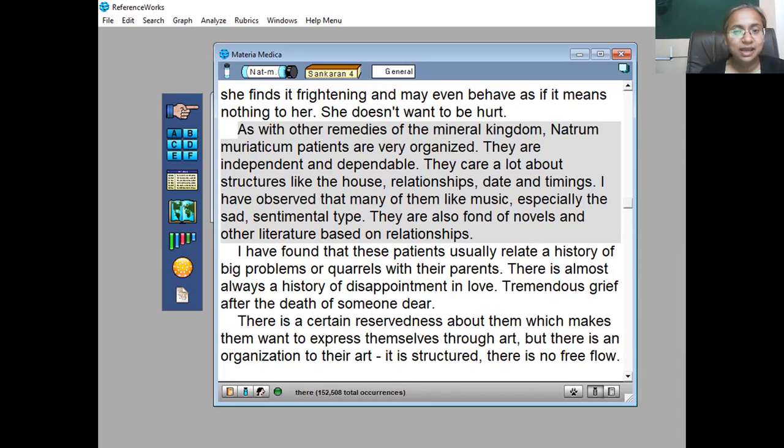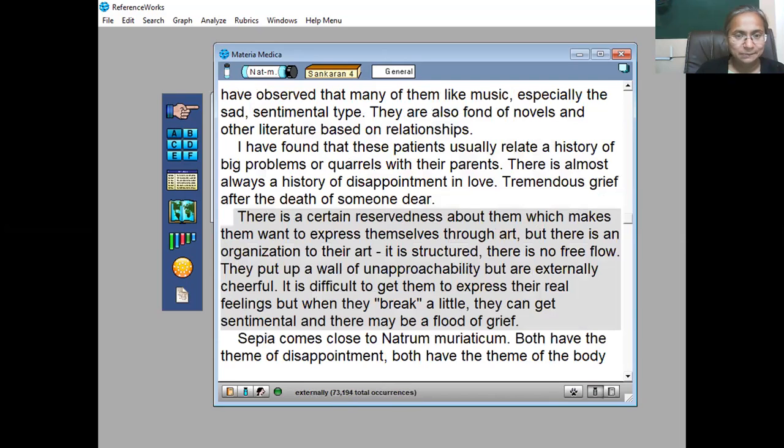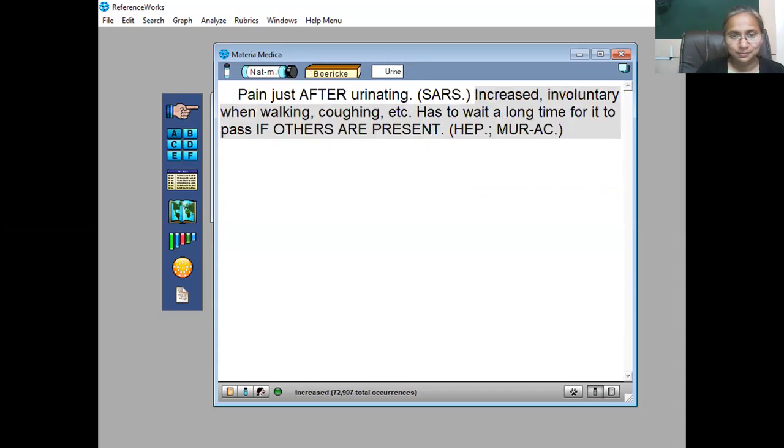So I have observed that many of them like music. Just casually she said, I'm a music lover and I love reading. And when I read this in Dr. Shankaran's book, I was very sure of the remedy. They're also fond of novels and other literature based on relationships. There is a certain reservedness about them which makes them want to express themselves through art. So they express themselves through music, through painting, through other arts.